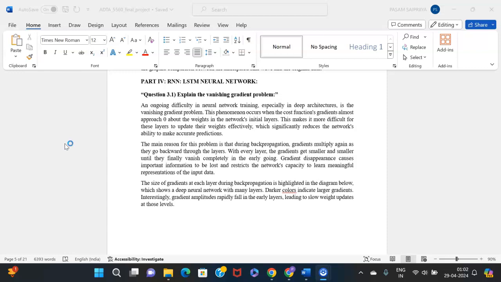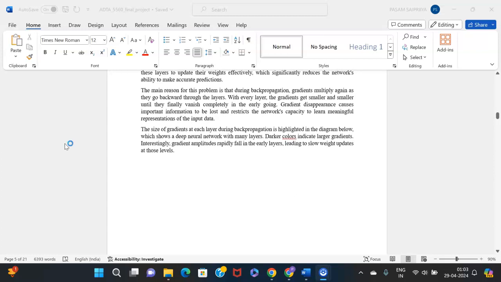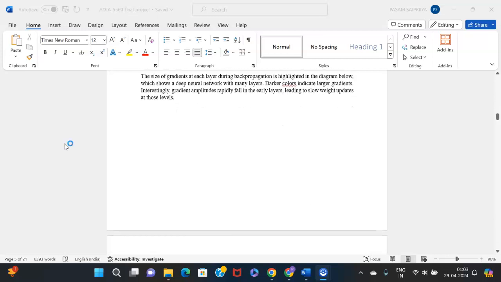The main reason for this problem is that during backpropagation, gradients are multiplied again as they go backward through the layers. With every layer, the gradients get smaller and smaller until they finally vanish completely in the early layers. Gradient disappearance causes important information to be lost and restricts the network's capacity to learn meaningful representations of the input data. The diagram below shows a deep neural network with many layers, highlighting the size of gradients at each layer during backpropagation.